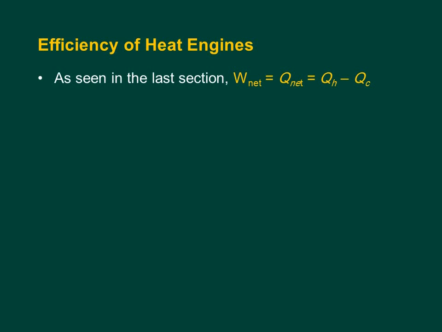So as seen in the last section, the net work equals Q net, or the difference between the heat given by the hot reservoir and the heat given to the cold reservoir: QH minus QC. QH here means the hot reservoir, and QC the heat given to the cold reservoir. So H stands for hot and C stands for cold.